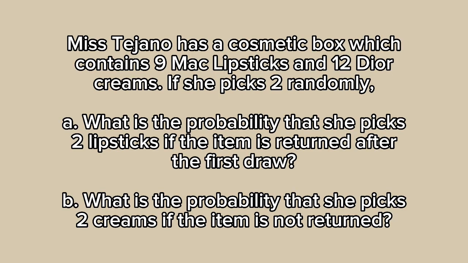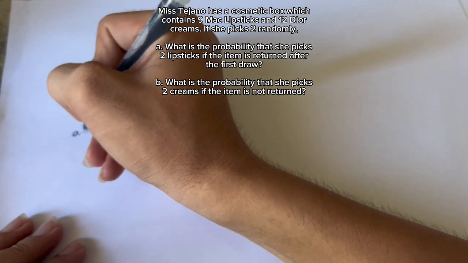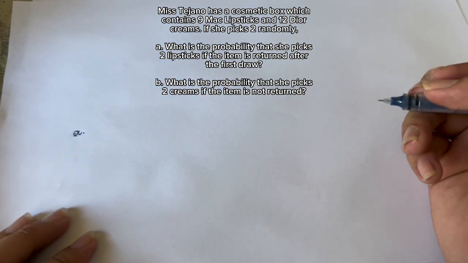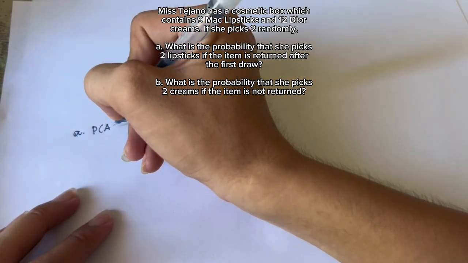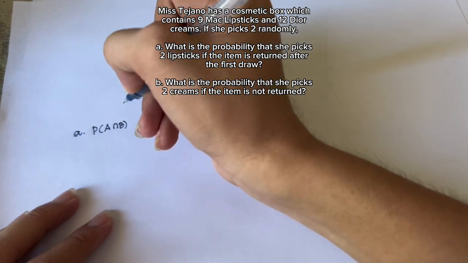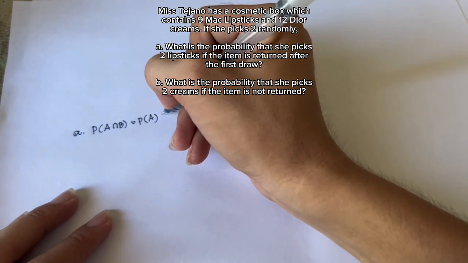Miss Tijano has a cosmetic box which contains 9 MAC lipsticks and 12 Dior creams. If she picks 2 randomly, A, what is the probability that she picks 2 lipsticks if the item is returned after the first draw? B, what is the probability that she picks 2 creams if the item is not returned? For letter A, it's an independent event. So the formula is the probability of A intersect B equals the probability of A times the probability of B.